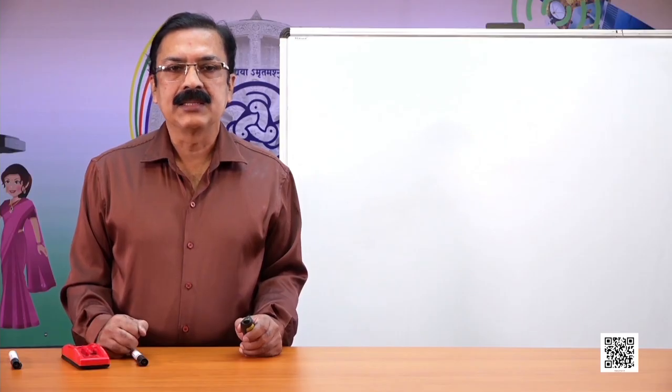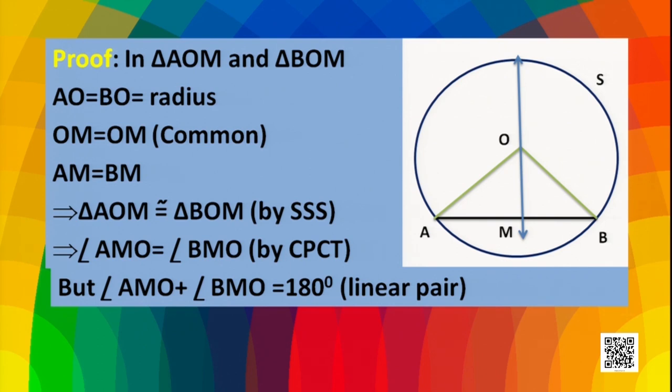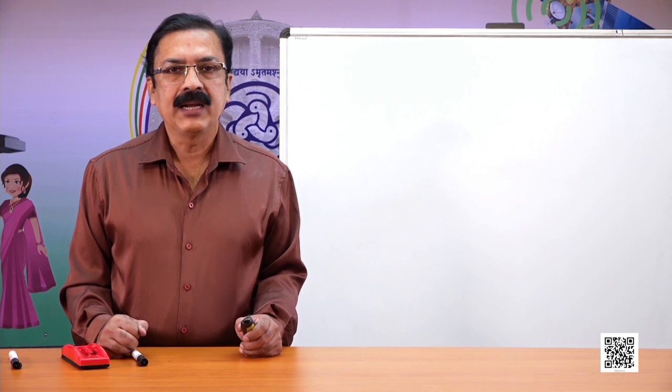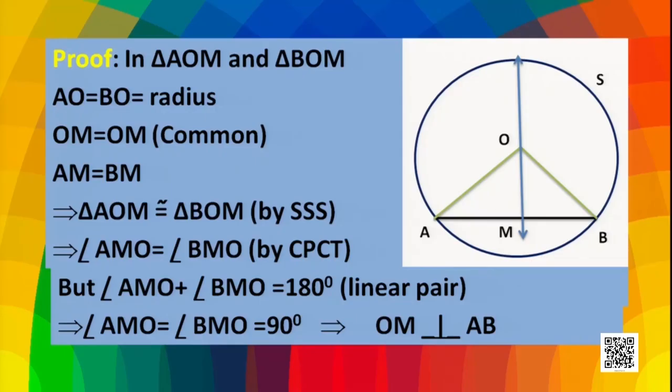But these two angles, angle AMO plus angle BMO, are equal to 180 degrees as they are a linear pair. The sum of these two angles is 180 degrees and both are equal. So each must be half of 180 degrees, that means 90 degrees. So angle AMO is equal to angle BMO, that is 90 degrees. As these two angles are 90 degrees, we can say that OM is perpendicular to AB. Thus, we prove that the bisector of AB through O is perpendicular to AB. So, we learned these two theorems.